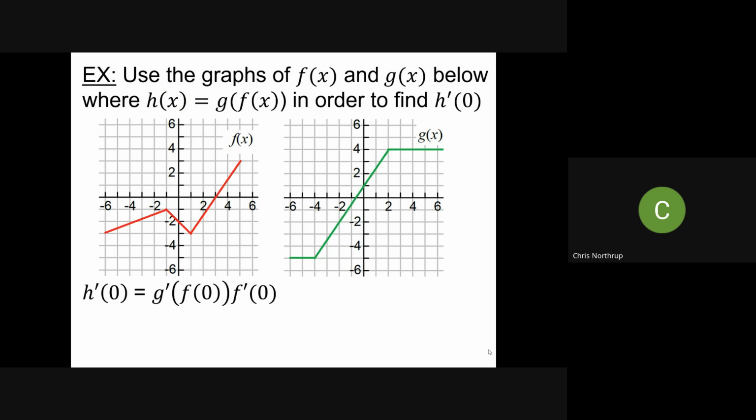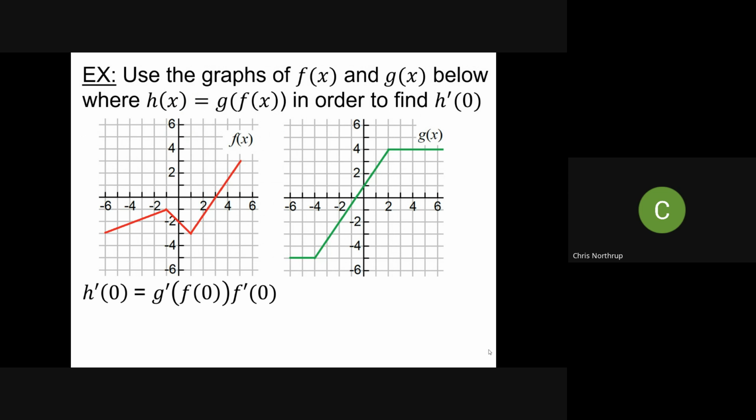So let's say that I'm finding h prime of 0, where h is g of f of x. So f is the red function, g is the green one. By definition, h prime of 0 will be g prime of f of 0 times f prime of 0. If I look at my graph, f of 0 is just the y value of the red function when x is 0. It looks like a -2. And then f prime of 0, that's going to be the slope of my graph at that point.